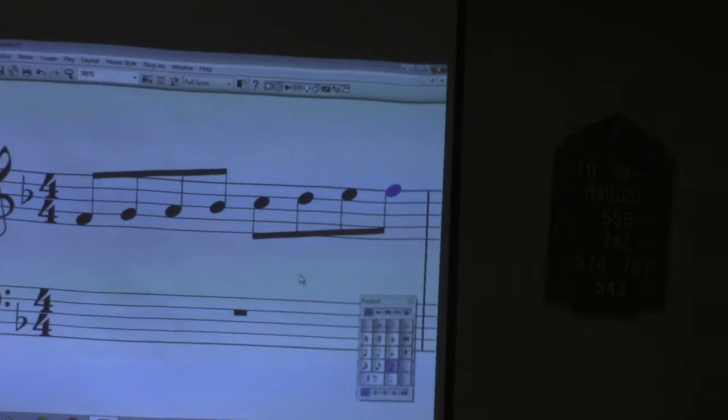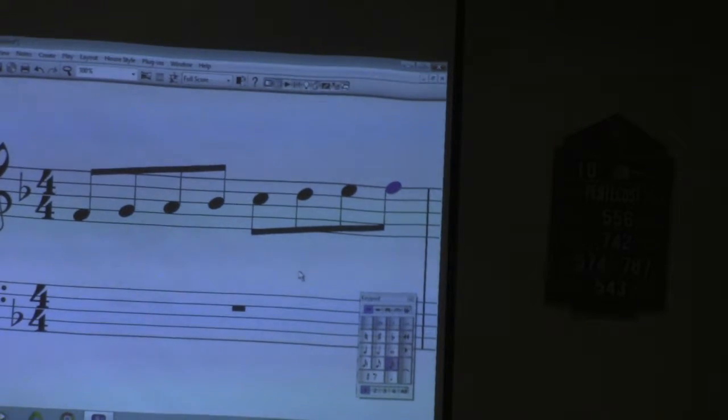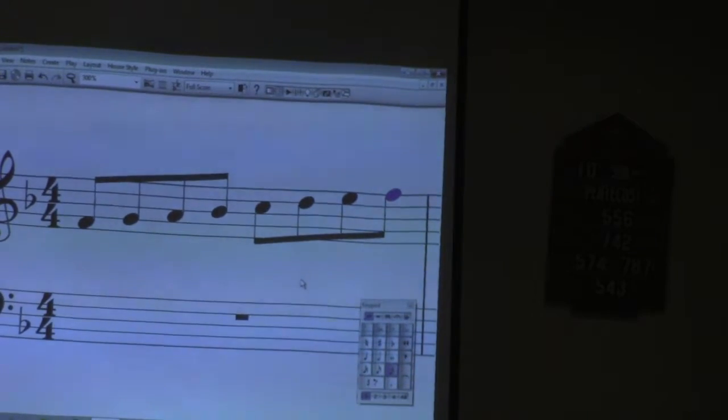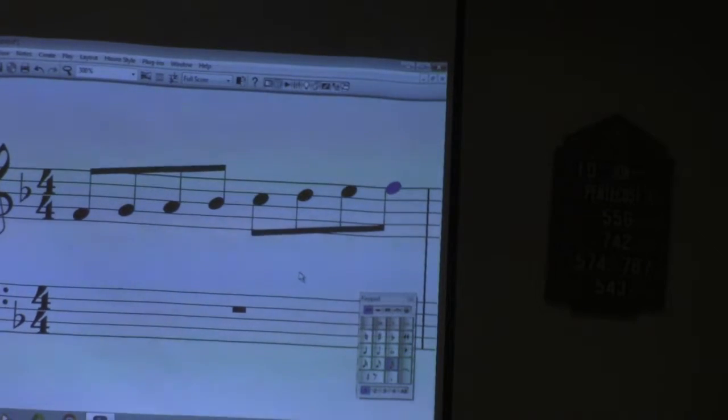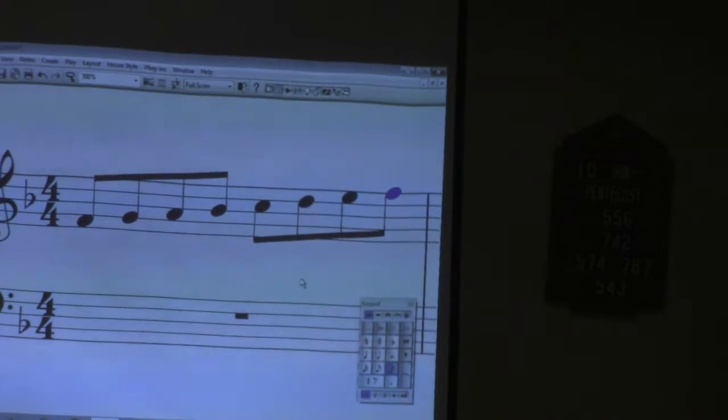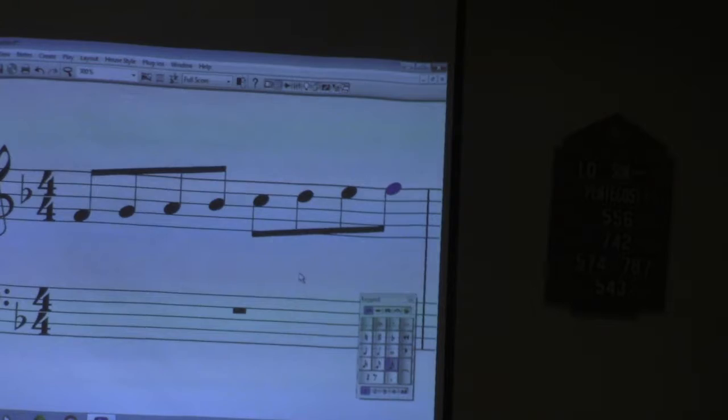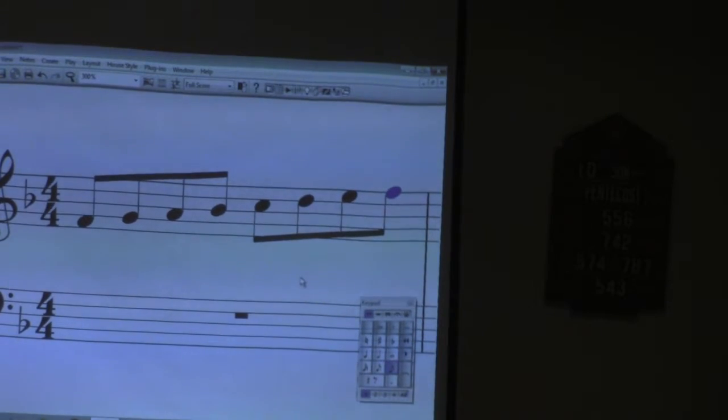Last thing, this little fellow over here that joins them together is called a brace. It just tells you that this is all one instrument, one person, one endeavor playing both of these pieces at the same time.